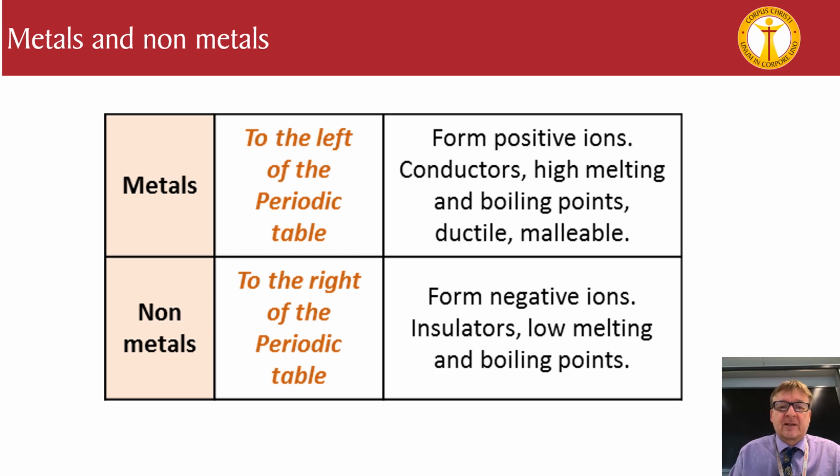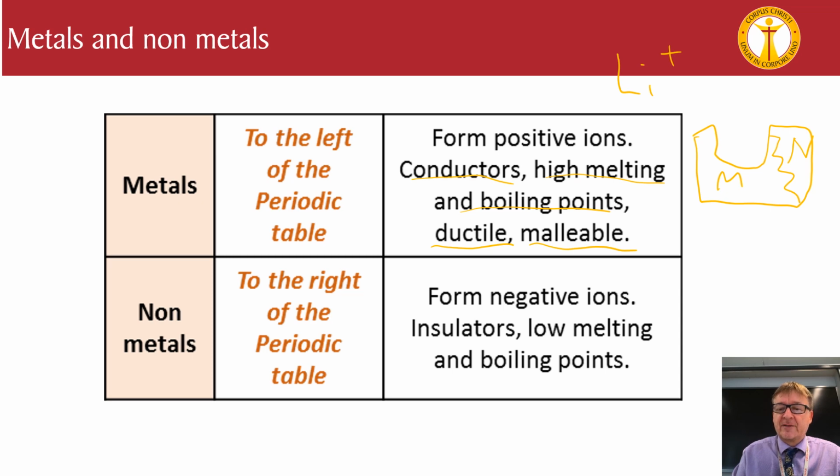Metals and non-metals. Metals are to the left of the periodic table. If I draw a very bad periodic table there, there's a zigzaggy line that goes down there that was on the previous diagram. Metals are here, non-metals are there. Metals form positive ions, so if I was going to draw lithium, I would write Li+. They are good conductors of heat and electricity. They have very high melting points and boiling points, are ductile, which means they can be stretched, and malleable, which means they can be bent.